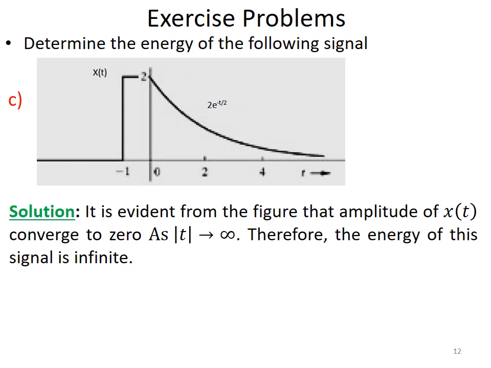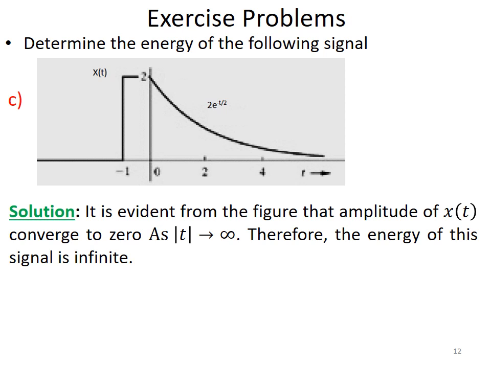Coming to part C of the exercise problem, we have to determine the energy of this signal x of t. Now in this signal we can see that the amplitude is decreasing or converging to 0 when time reaches infinity. It means it is possible to find the energy of the signal, and it won't be infinity at least.